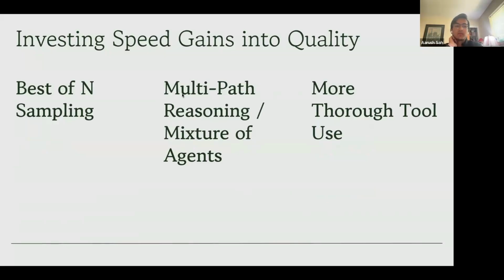You can give all of these 10 seconds back to the user, and just make your agent have the same quality but be faster. But you can also increase the quality for the same amount of time. You can do this by implementing other strategies for quality improvement, like best-of-n sampling or multipath reasoning slash mixture of agents, and then more thorough tool use.